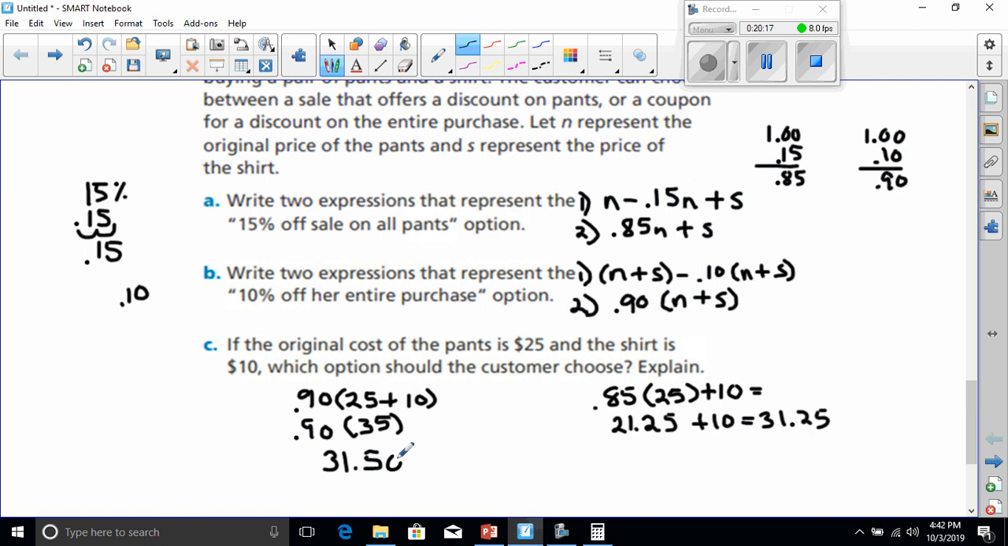Okay. So if I use the second expression here, I'm going to be paying more than I would up here. So it seems to me the better deal is the 15% off of the pant sale is going to be the better deal. All right? And that's all for tonight. Good luck with the ones you have to do, and I'll see you in class.